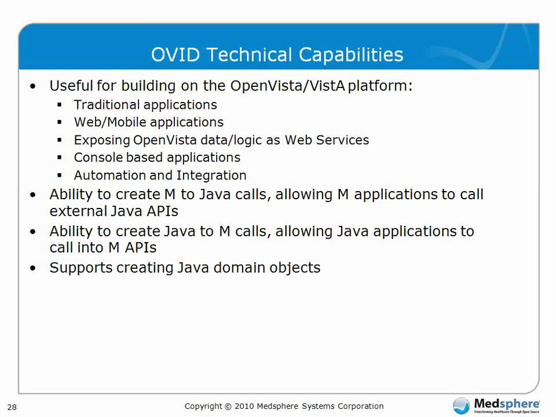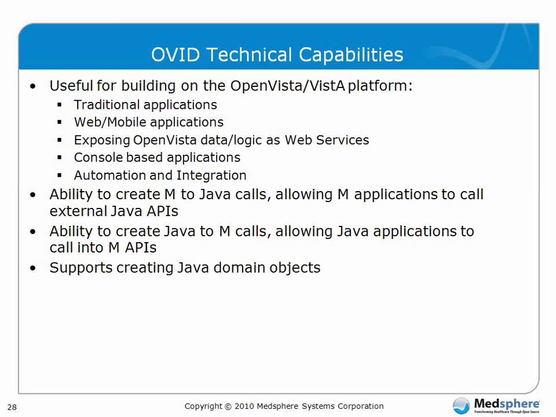We've seen traditional applications built. We've seen web and mobile applications built. We've seen some integration, some automation. There's a lot of different uses for it. It's really a Swiss Army knife from a tooling perspective. It allows us to call from within MUMPS out into Java and do things in the Java world and bring that data back in, and the opposite is true as well. We can, from the outside world, call into OpenVista, treat it as an interface, if you will, an API, and bring that data back out.